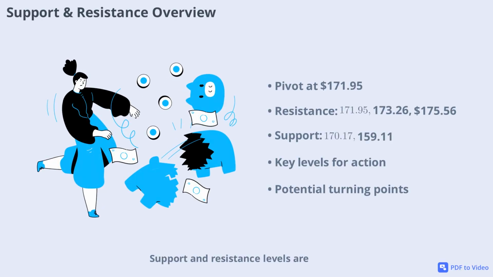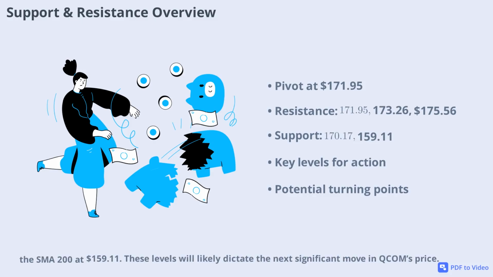Support and resistance levels are crucial for understanding potential turning points. QCOM's pivot point is at $171.95, with the price currently below this level. Immediate resistance lies at the pivot, followed by the SMA 50 and SMA 20. On the downside, the lower Bollinger Band at $170.17 is the first critical support, and if that breaks, the next major support is the SMA 200 at $159.11. These levels will likely dictate the next significant move in QCOM's price.